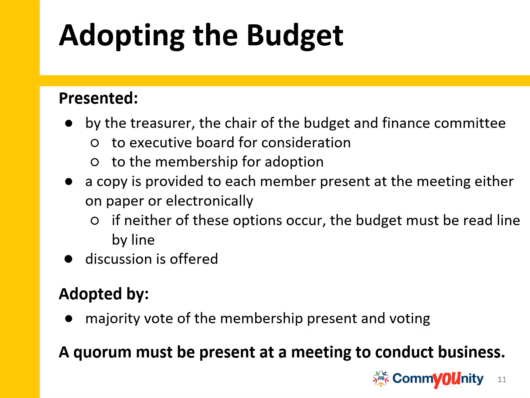After the budget has been developed, it is usually presented by the treasurer to the PTA Executive Board for consideration and must be presented to the PTA membership for adoption. If a copy of the proposed budget is not provided to each member electronically or on paper, or if there is an objection to the proposed budget not being read, each line item on the budget must be read.